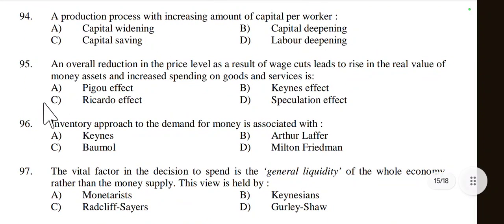Then question number 95. An overall reduction in the price level as a result of wage cuts leads to a rise in the real value of the money asset and increased spending on goods and services: is it the PYQ effect, Keynes effect, Ricardo effect, or speculation effect? It is called the PYQ effect because the scenario described refers to the phenomenon where a reduction in the price level, often due to wage cuts, leads to an increase in the real value of the money assets. This increase in real wealth encourages consumers to spend more on goods and services. So the correct answer to this scenario is the PYQ effect.